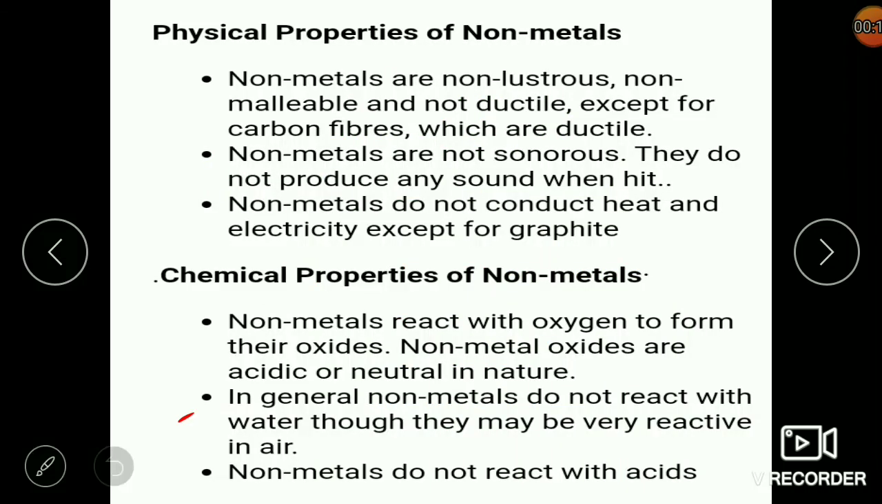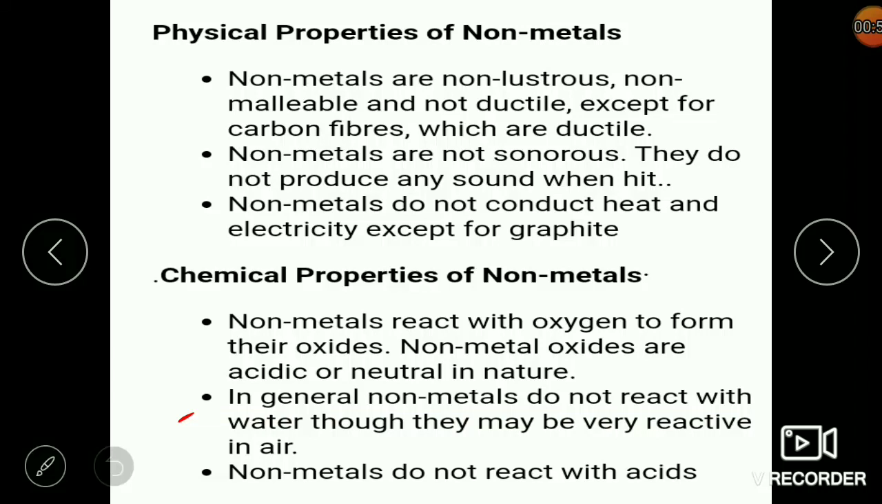We have already come across the physical and chemical properties of metals and non-metals. Here is the recap of the non-metal properties. Let's start with the physical properties. We know that non-metals have properties in contrast to those of metals. For example, non-metals are non-lustrous, non-malleable, non-ductile, except some. There are some exceptions too. For example, carbon fibers are ductile. Some carbon compounds like graphite are conductors. So these are the properties.